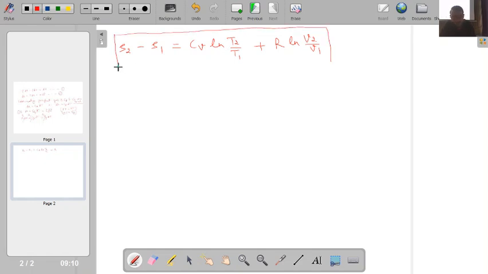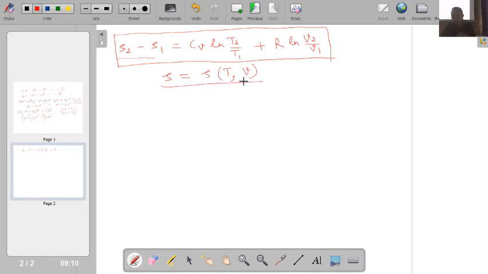If a calorically perfect gas goes through a certain process and changes its state from point 1 to point 2, then this is how I can determine its change of entropy. Over here I have established the change of entropy as a function of temperature and specific volume, because Cv and R are constant. So S is simply a function of temperature, comma, specific volume.